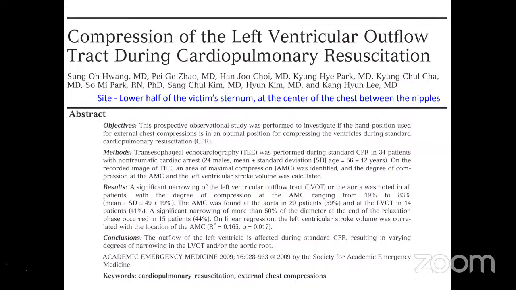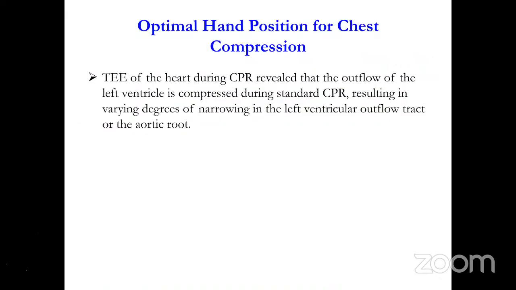Now, this is another interesting study where they tried to use the site of the lower half of the victim's sternum at the center of the chest between the nipples. They used a term which is a little vague here, and they found that the outflow of the left ventricle is affected during standard CPR, resulting in varying degrees of narrowing in the left ventricular outflow tract or the aortic root. These are good imaging studies in which the demography of the population was almost similar to the Indian population, and hence this becomes an issue of which should be the right site.